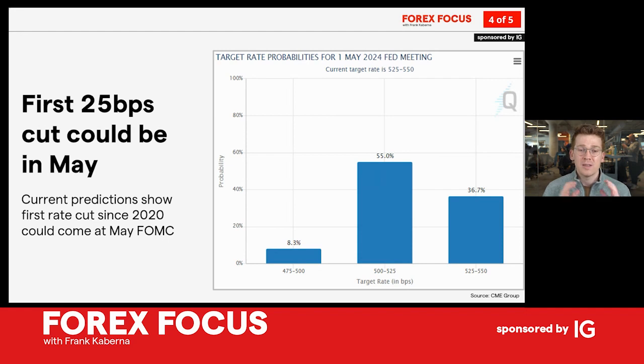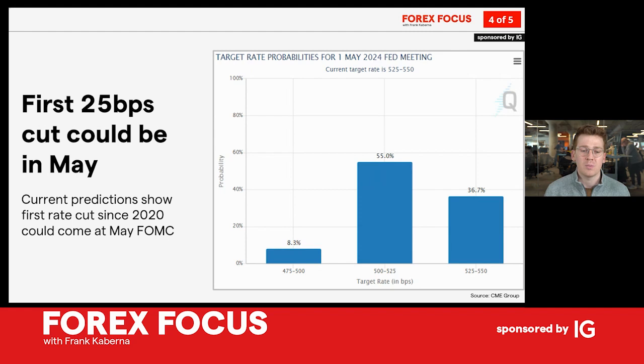So this May meeting will be really essential to watch as we get closer to the March meeting and then on to the May one. If they don't cut in either of them, then interest rates might just be higher for longer as they're running out of meetings to cut at. But right now, the projections show a greater than 50% chance that the first cut would come in May and about 1 to 1.25% of cuts throughout this year.